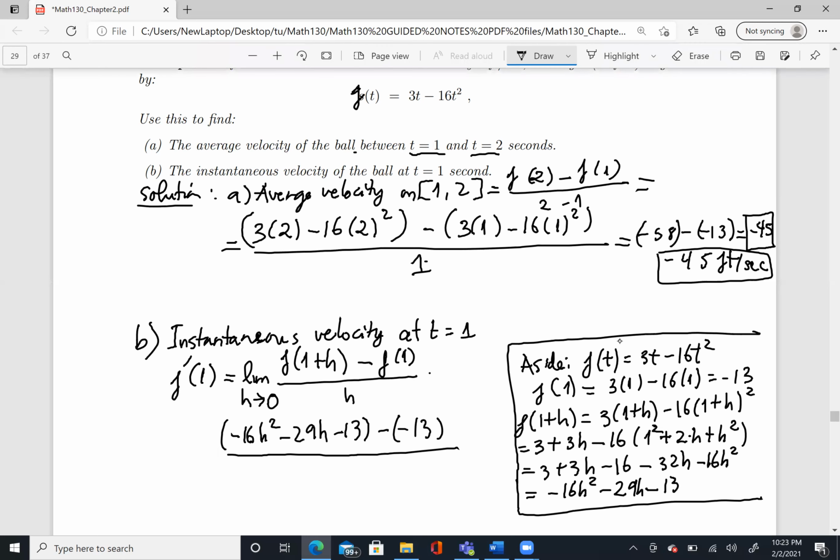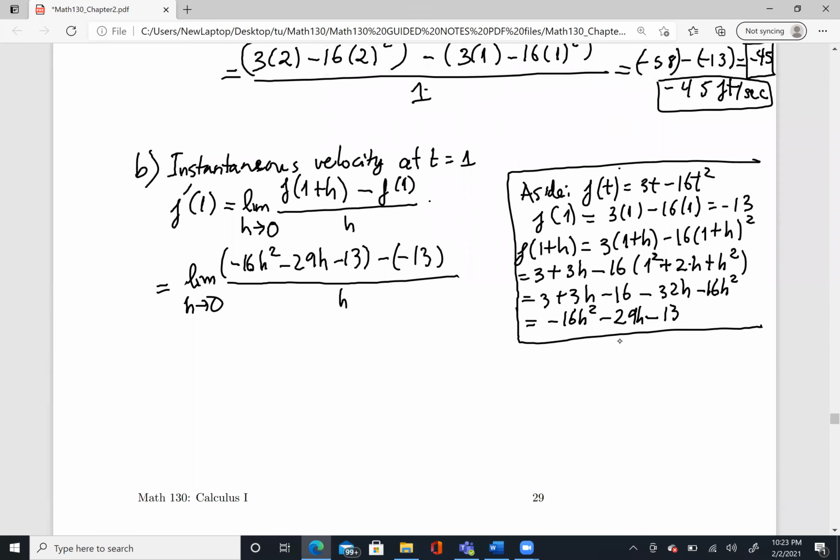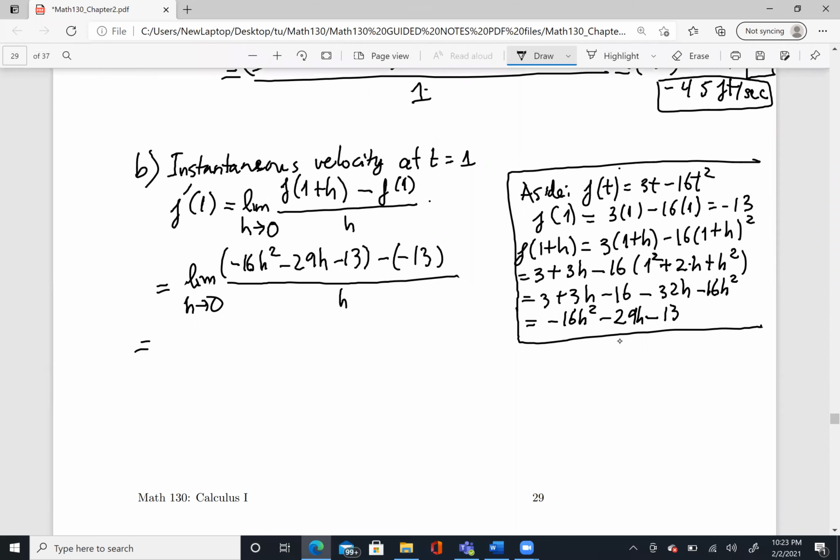Go back a little bit. Limit of h going to 0 for h. Okay, so now let's simplify it. Limit of h going to 0 for negative 16h squared minus 29h minus 13 plus 13. Okay, and then you have h at the bottom. So you can now cancel the negative 13 and 13 over here, and you can factor h out on top.